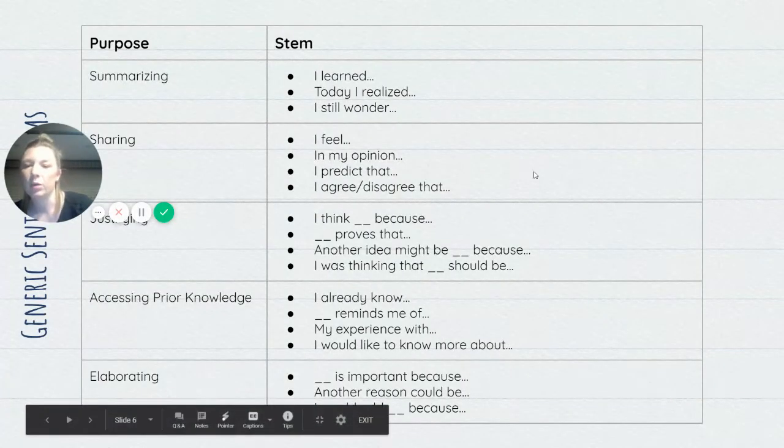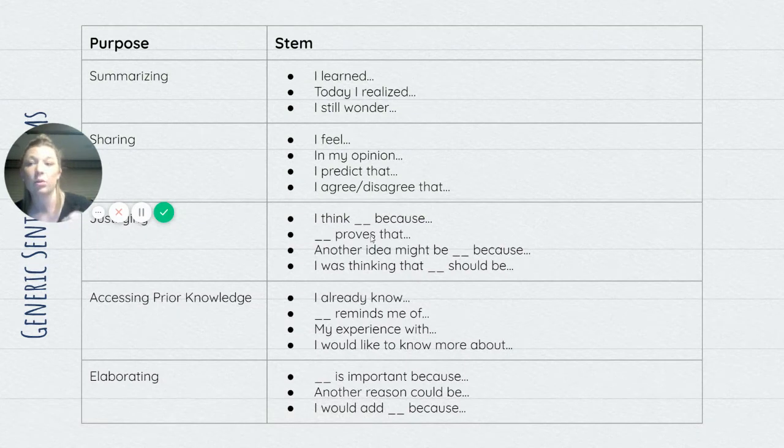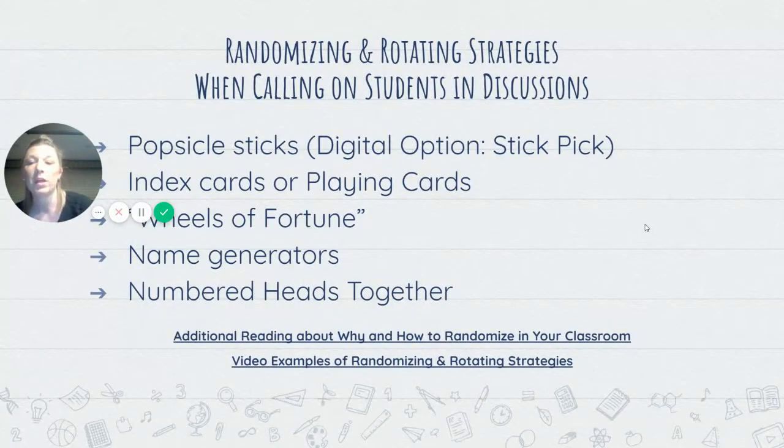Okay, here are some generic ones here. And again, these are just things that you can use. For those of you that are using this to create a lesson plan based on what I've given you for your product, you will need to incorporate sentence stems, so come back here. Okay, randomizing and rotating. Again, that's one of the 7 steps that we've already talked about.